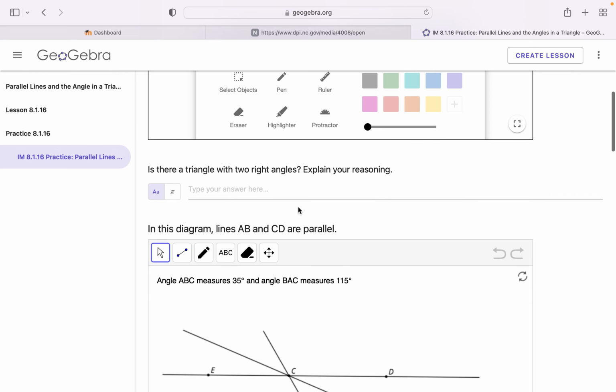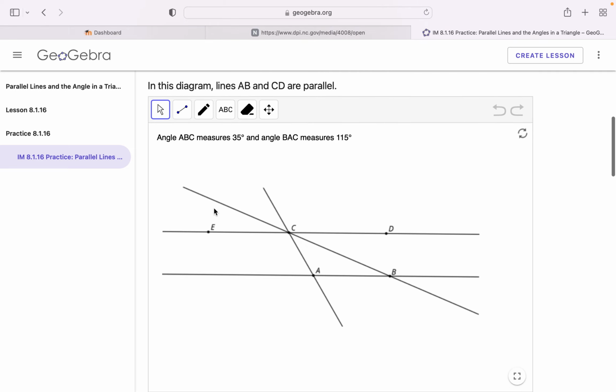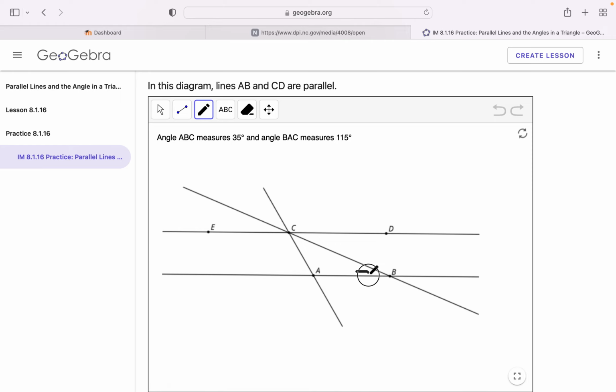We have more questions where they type. And this basic diagram, which we already went over, but we just kind of hone in those skills where we see that angle ABC is equal to 35 degrees. So I can go ahead and write that right here if I want to. 35. I know my handwriting's not the best. Or we could type it out if that would be better.